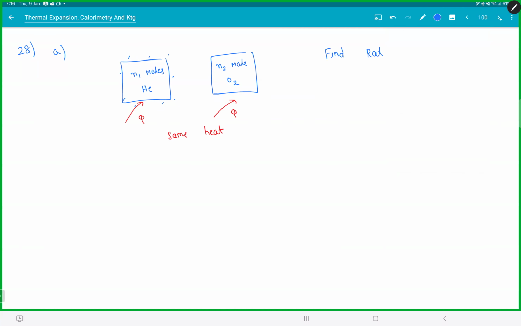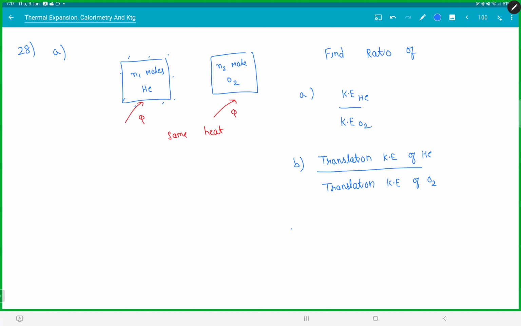Find the ratio of kinetic energy of helium by kinetic energy of oxygen. So if I simply say kinetic energy of helium, I'm asking about total kinetic energy of the gas. Translational kinetic energy of helium by translational kinetic energy of oxygen. Temperature of helium by temperature of oxygen. Get them.